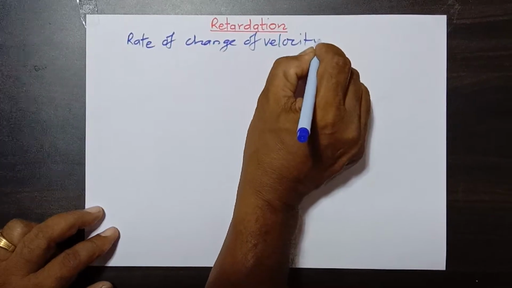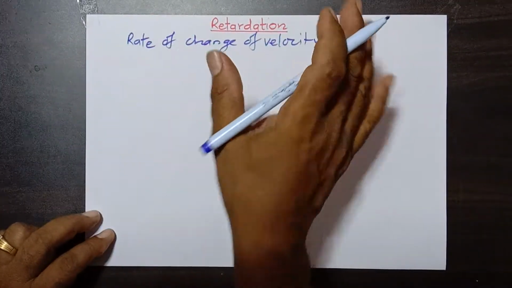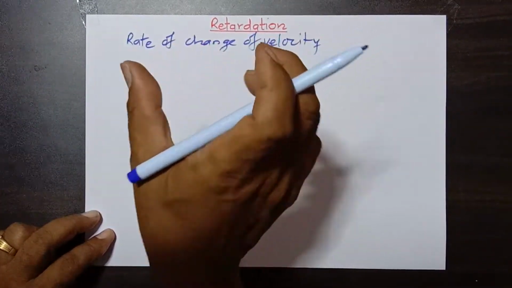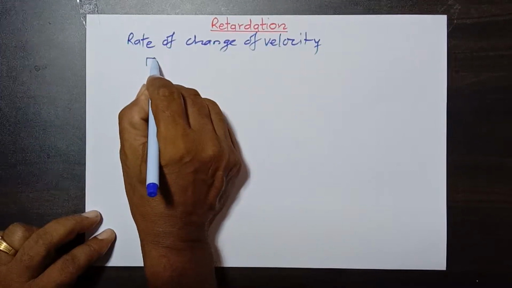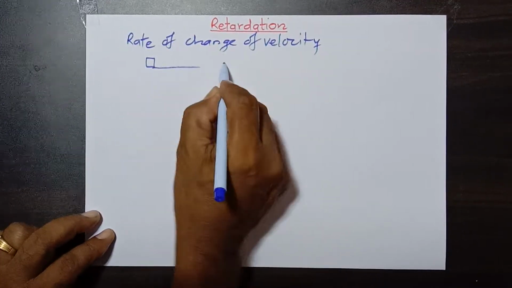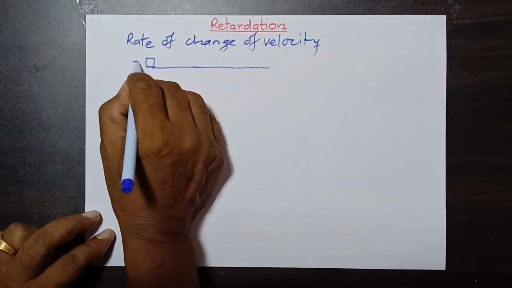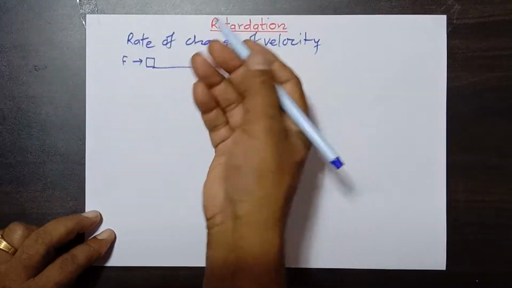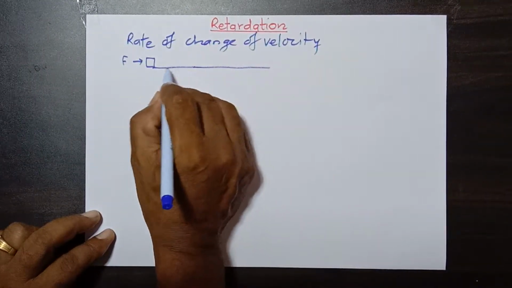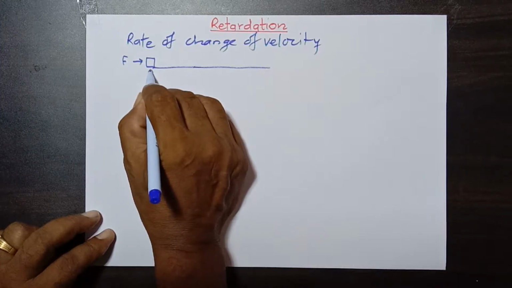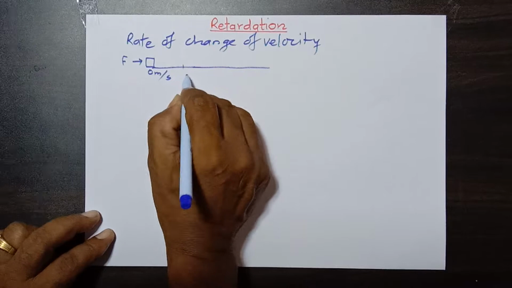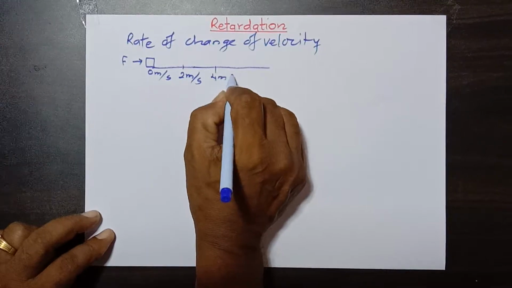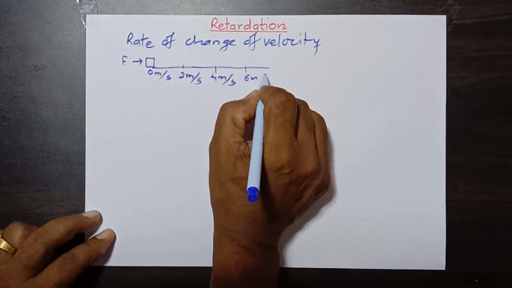I told this in the previous class also: rate of change of velocity, and I gave you an example also. I want to repeat a little because it will be helpful to understand retardation. If a constant force is acting on a body, then every second its velocity goes on increasing. For example, at first it was at rest, 0 meter per second, but at the end of 1 second it may be 2 meter per second, at the end of another 1 second maybe 4 meter per second, another 1 second maybe 6 meter per second, and so on.